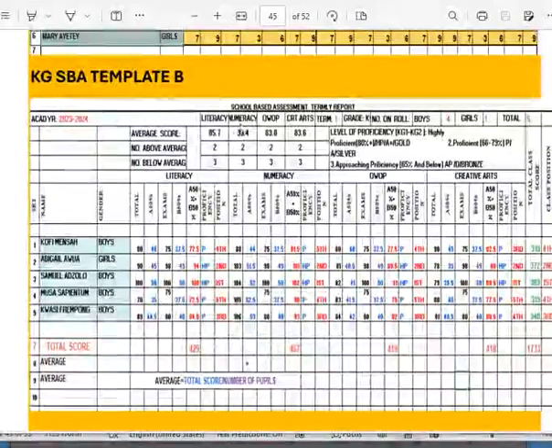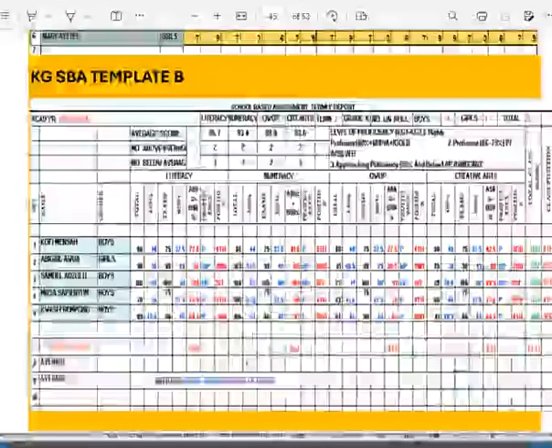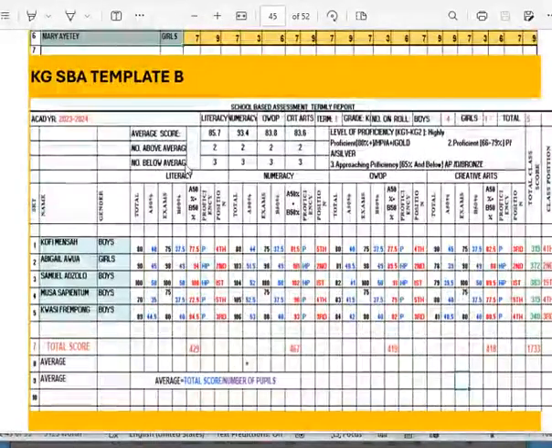We have the academic year, and the literacy, numeracy, OWOP, and creative arts columns, then term 1, grade, and number on roll for boys and girls, and the total will follow suit over here. We have the average score, number above average, and number below average for numeracy, literacy, OWOP, and creative arts. So this is for the class.